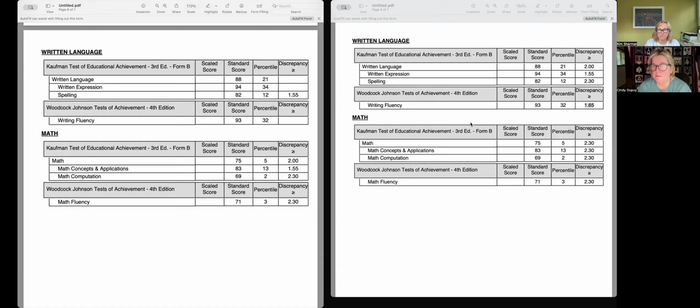Dad would go to the moon and back to get her what she needed, which was great. Not that mom was not involved, but dad was kind of the lead in all of it, which I love. I love when dads are deeply involved in this.